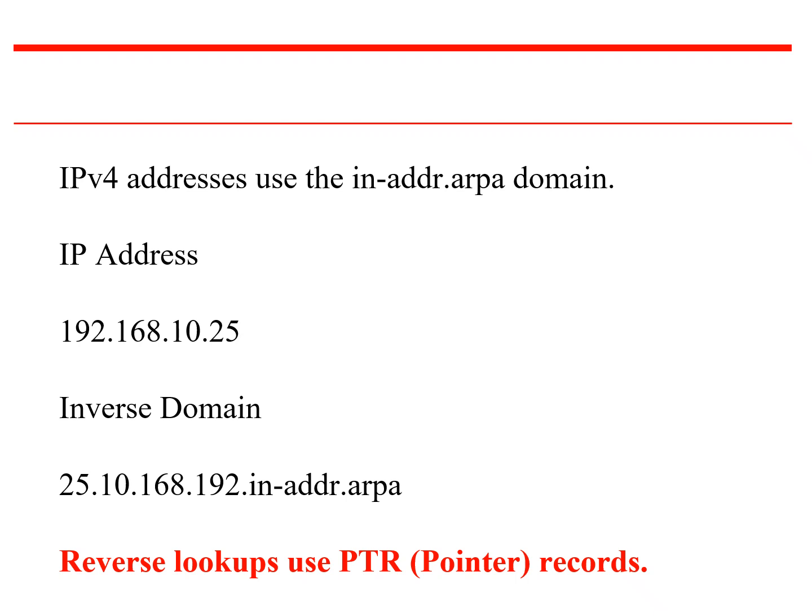Now let us look at the inverse domain. For IP addresses, it uses the in-addr.arpa domain. For example, say there is an IP address like 192.168.10.255. In the inverse domain, how do they read this address? We have to read it in the reverse direction. So it will be 255.10.168.192, and then we have in-addr.arpa. Reverse lookups basically use pointer records.